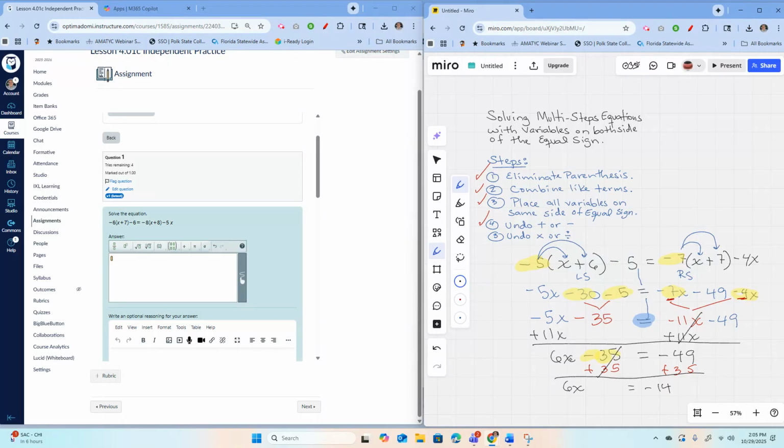Okay? And then we're going now to the last step. Undo any multiplication or division. So this 6 here is multiplying. So the opposite of multiplying by 6 is to divide by 6. And the same thing you do on one side, you do on the opposite side of the equal. 6x divided by 6, that's going to be x equal.